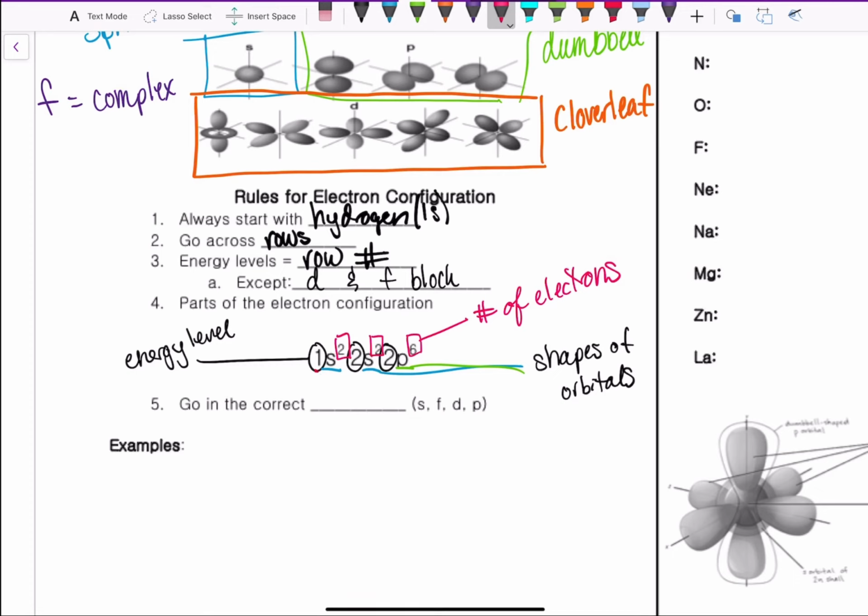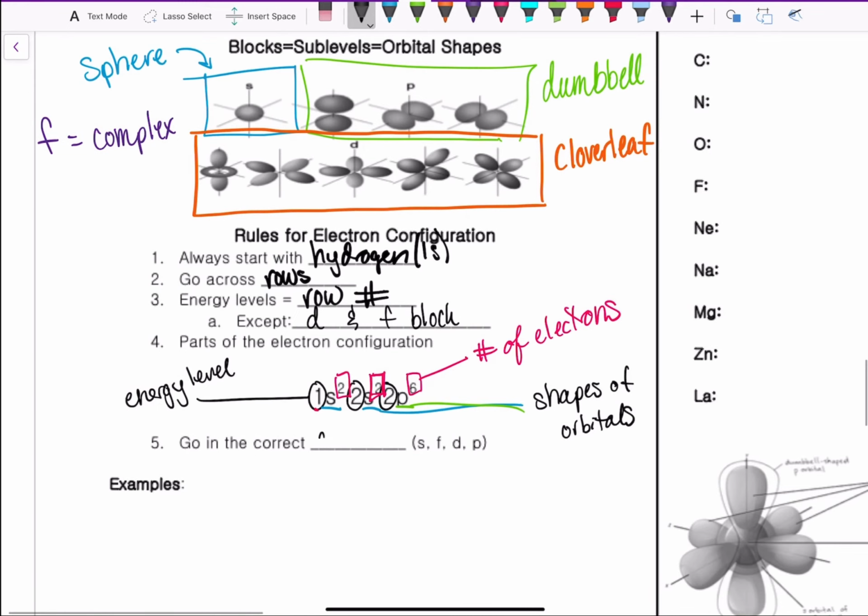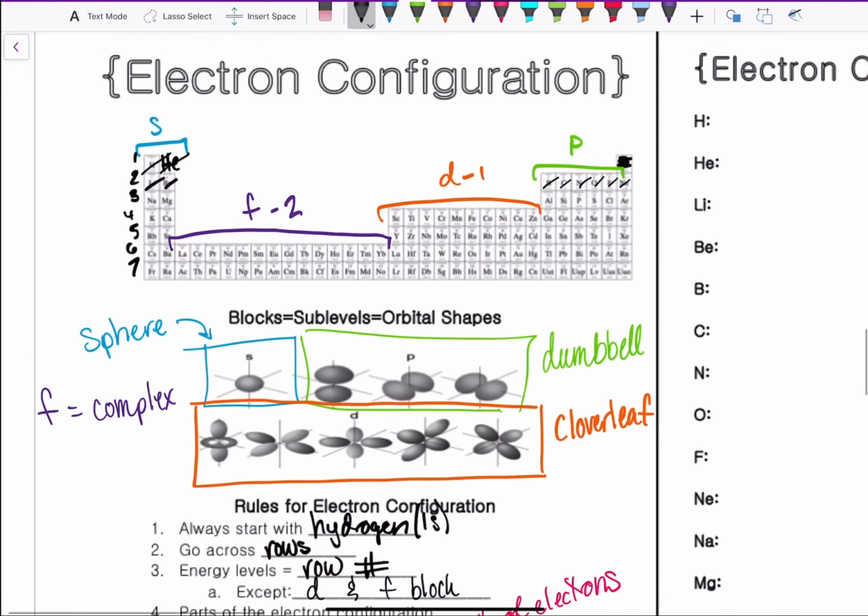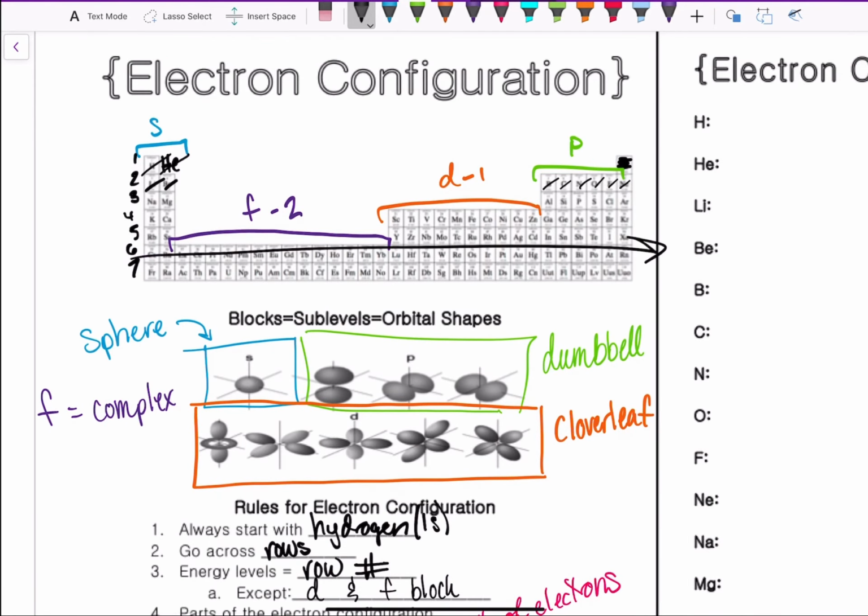So in this 1s2, which we said would be a really small sphere, there are 2 electrons. And then we go to a 2s around that, we can imagine, and then there would be 2 more electrons, and so on and so forth. So that's telling us how many electrons there are. And of course, the rule for the electron configuration is to always go in the correct order. We always want to be going across in the correct order.